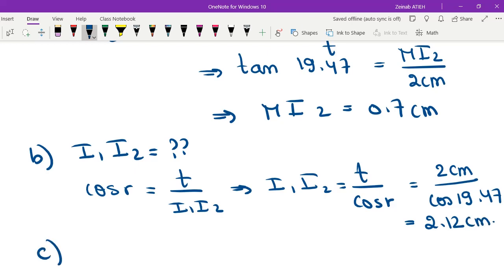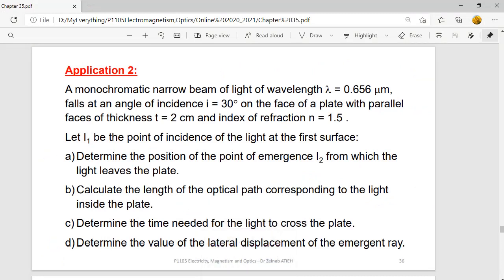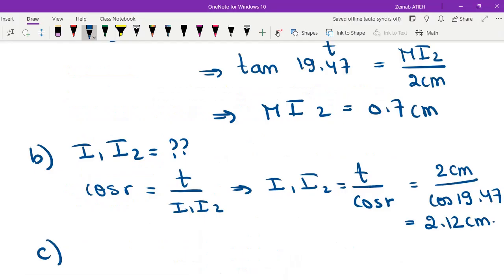Now part C. Determine the time needed for the light to cross the plate. We want the time for the light to travel the distance I1 I2. With the distance, can I find the speed? If I can find the speed I can calculate the time. Okay, I can find the speed from the index of the glass. I find the speed of light inside glass, then divide the distance over the speed and I get the time.